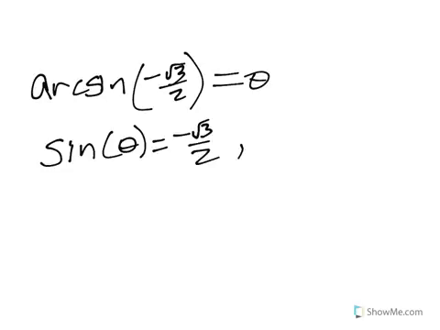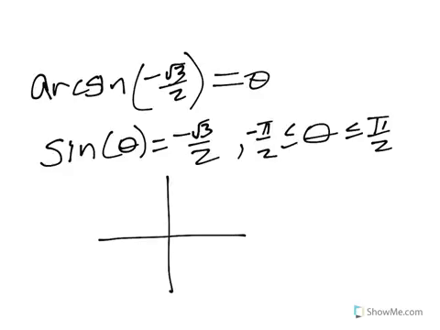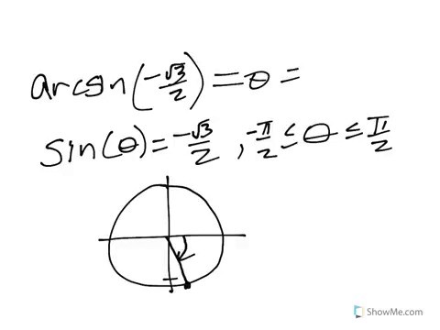But not only that, I know that it's the one that's between negative pi over 2 and pi over 2. So I start thinking about this. I go, okay, negative square root of 3 over 2, that's pretty big. That's down here. Negative square root of 3 over 2, and I must be negative pi over 3 to make that happen.